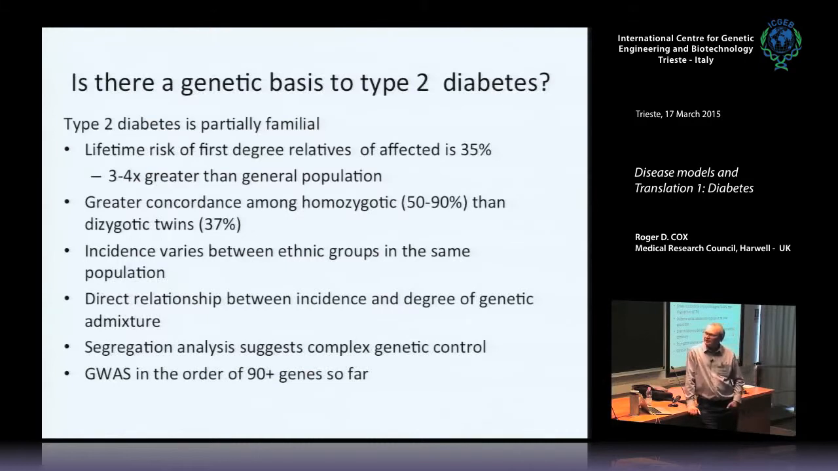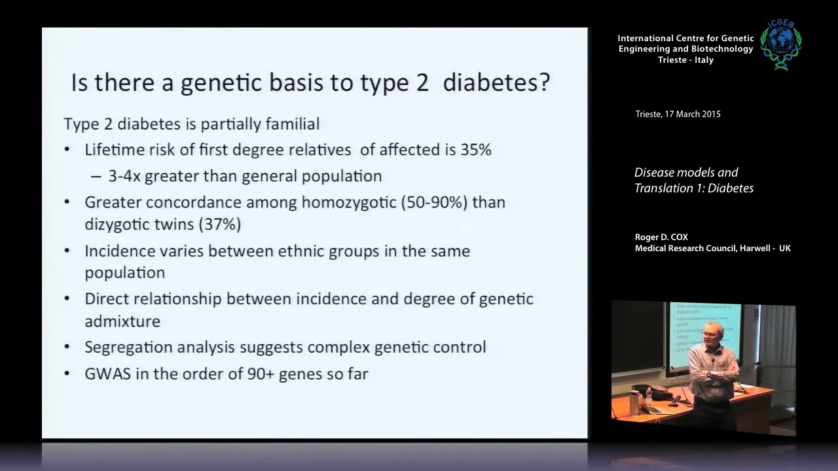So is there a genetic basis to type 2 diabetes? It's clearly familial. There's an increased risk to first-degree relatives, 3 or 4 times higher than the general population. So if you have a first-degree relative who has diabetes, you're at 3 or 4 times greater risk. There's greater concordance among genetically identical homozygotic twins, between 50 and 90%, depending on the study that you read. And it's lower, obviously, in dizygotic twins who are not genetically identical, around 37%. Incidence varies between different ethnic groups, as I've said.